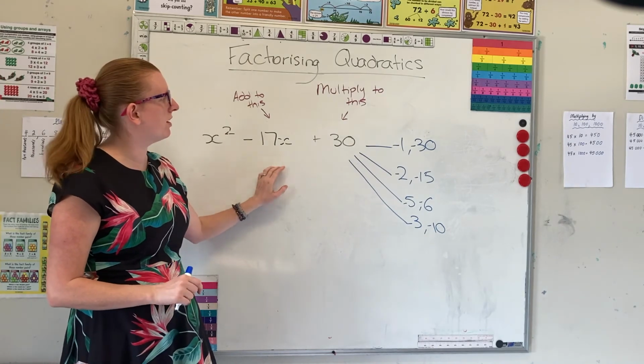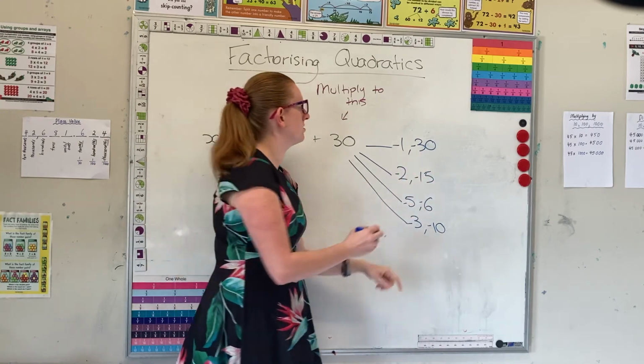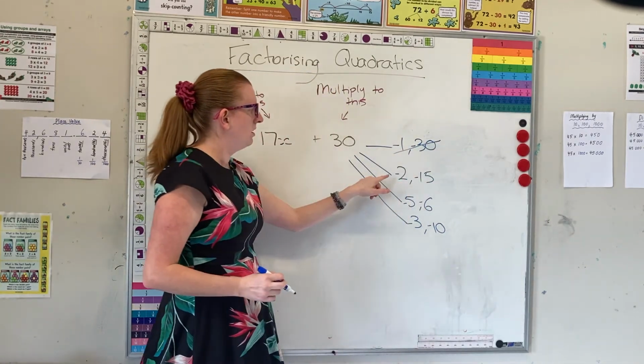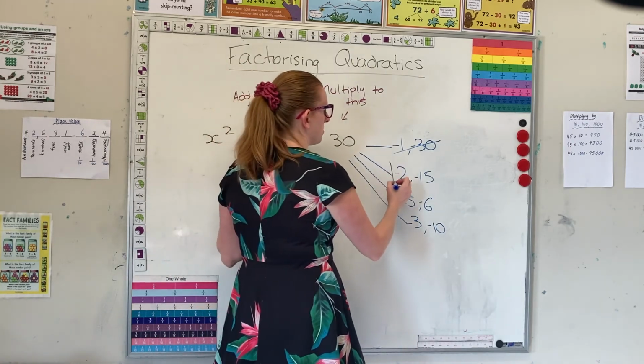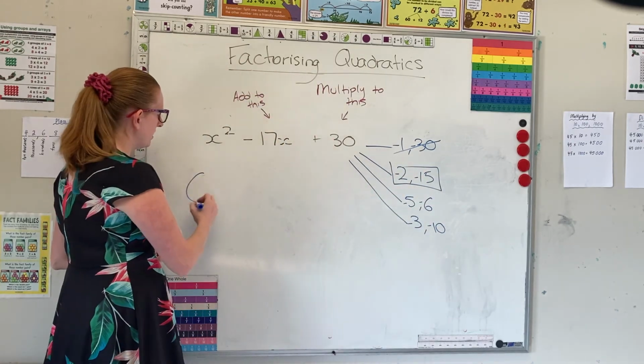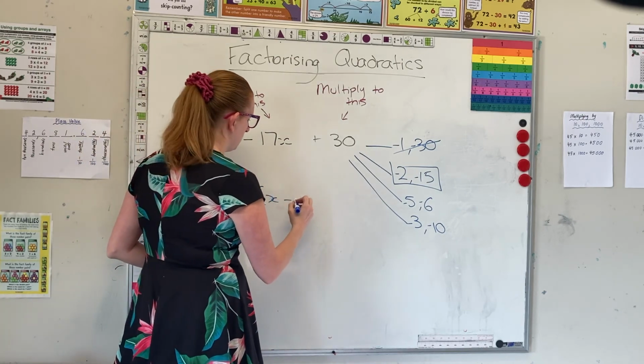So let's give it a try. Minus 1 minus 30 would be negative 31, so it's not that one. Minus 2 minus 15 gives me negative 17, so it's this one. So in my brackets I'd write x minus 2, x minus 15.